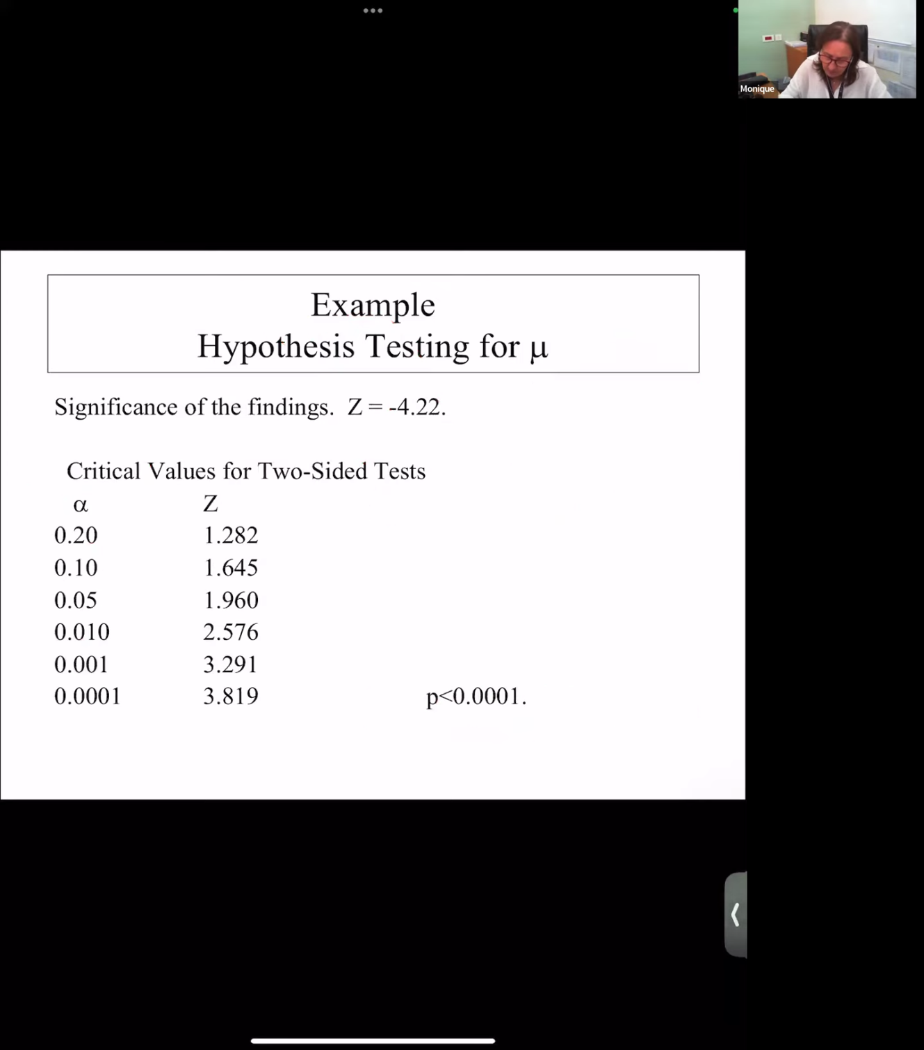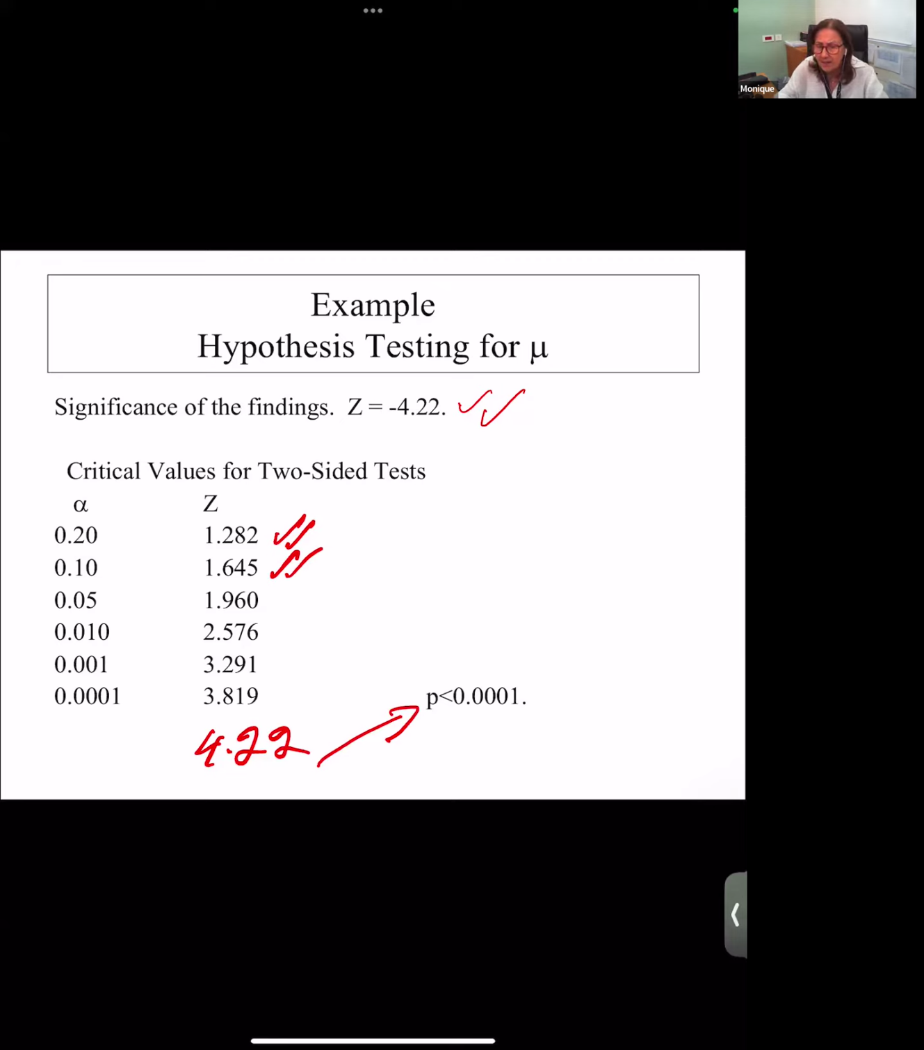Let's take another example. Example: testing for mu, the significance Z, the critical value for two-sided. If you decide that alpha is 20%, 0.2, the Z is 1.282. This is based on the Z table, by the way, guys. If it's 0.1, the Z is 1.645, and for 5% it is 1.96. What we got is actually the last one on the table, 3.8. So if this is 4.2, this means the p-value is even less than 0.001.